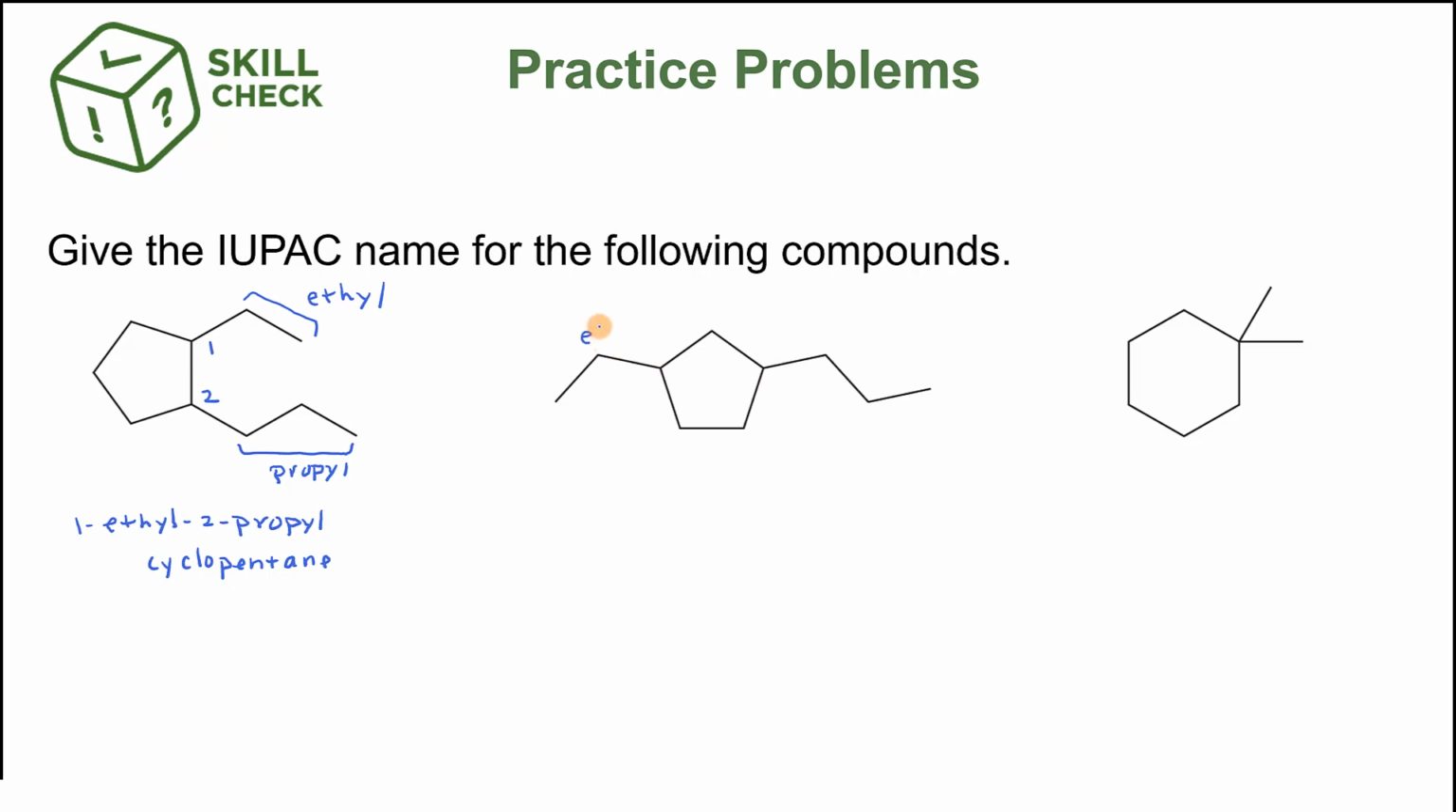This is an ethyl again, and also a propyl, but our numbering is different now. I'm going to start with 1 here again, and this will be 3. So 1-ethyl, 3-propyl cyclopentane. With 2 groups on the same carbon, we are going to number that 1, and they'll each get their own number in the naming. So this is 1,1-dimethyl cyclohexane.